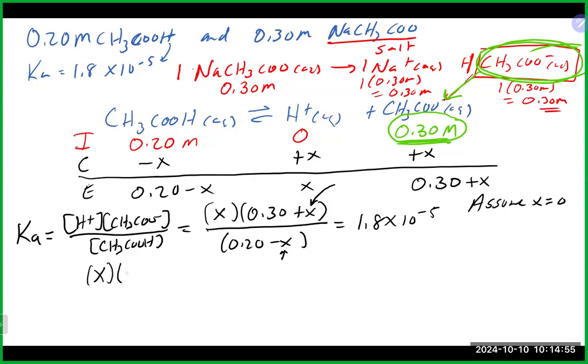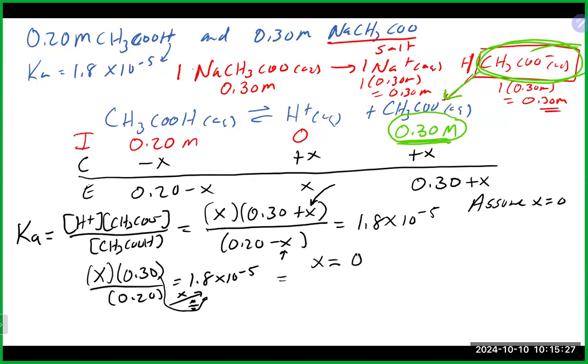So that's going to give us X times 0.3 divided by 0.2 equals 1.8 times 10 to the minus 5. Going to multiply that guy and then bring this guy and divide, right? Bad dividing sign there. All right. So if we do that there, we will get 1.8 to the minus 5 times 0.2 divided by 0.3. Going to yield us here an X value of 0.000012, I believe.